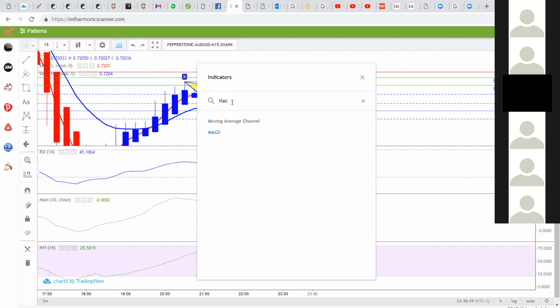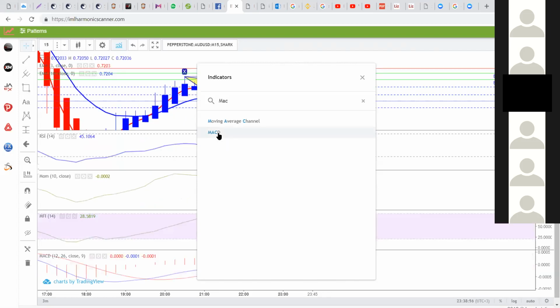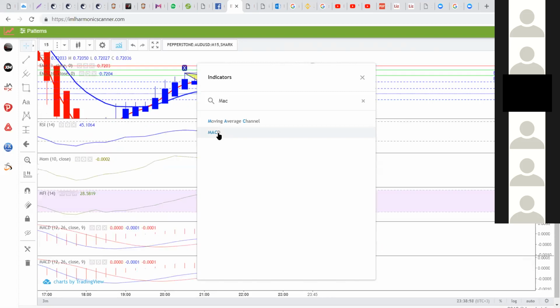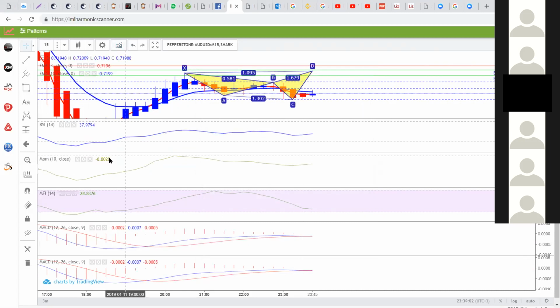All right. So MACD, you can see MACD. I'm going to click that twice. 1, 2. Then I'm going to close. What have I added? I've added momentum, I've added money flow, I've added MACD, and I've added another MACD. Now we're going to change the format of everything.